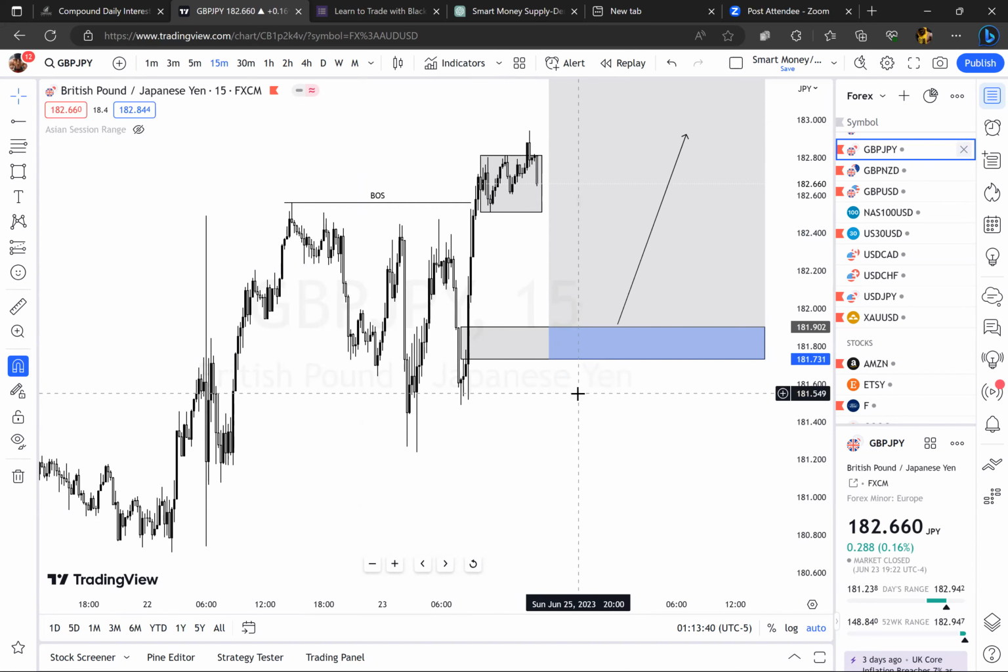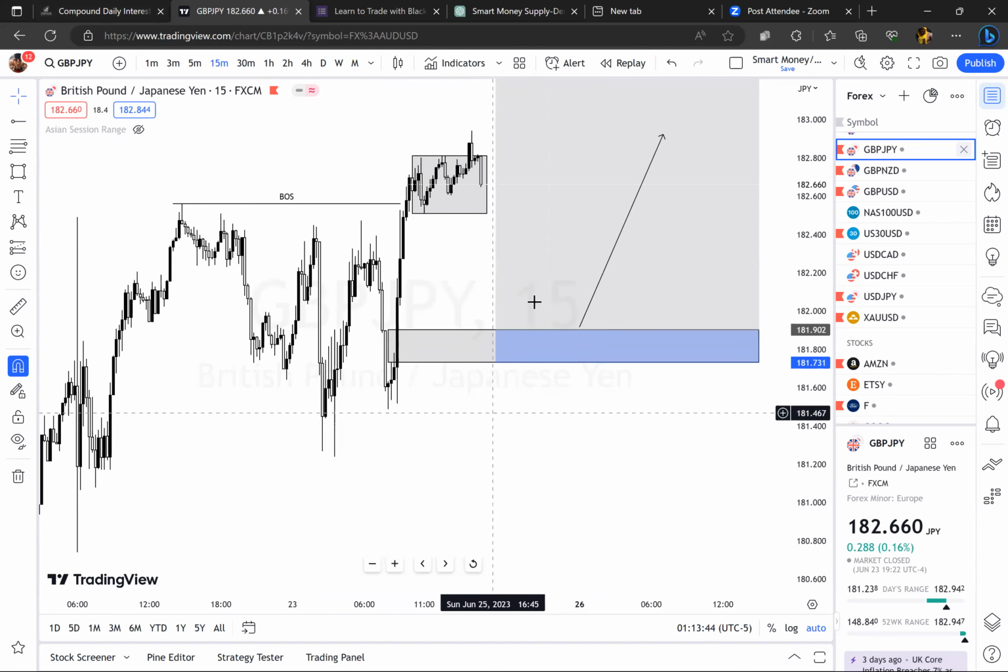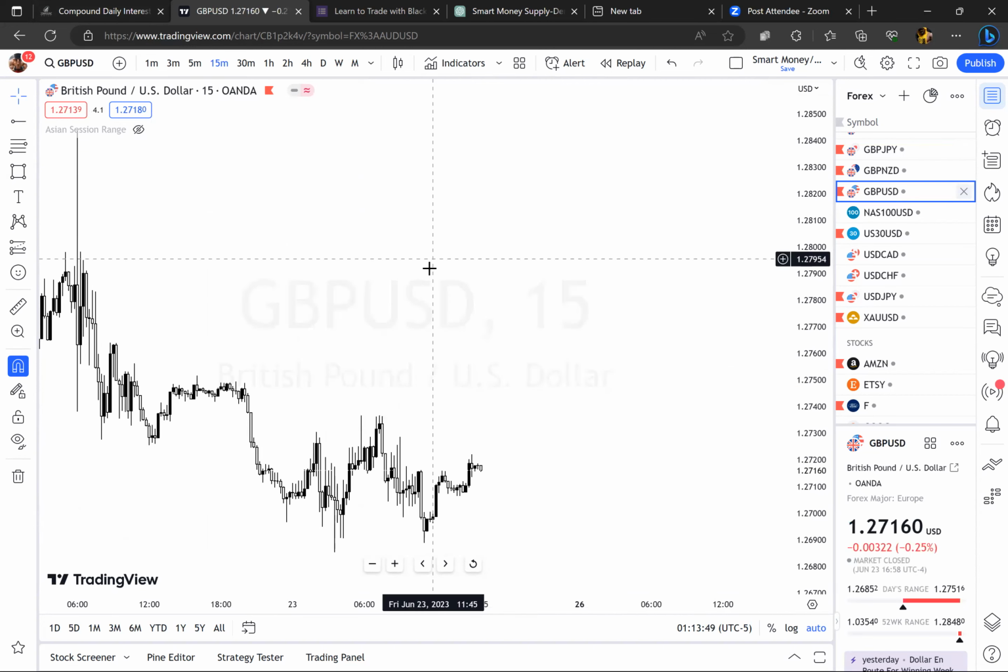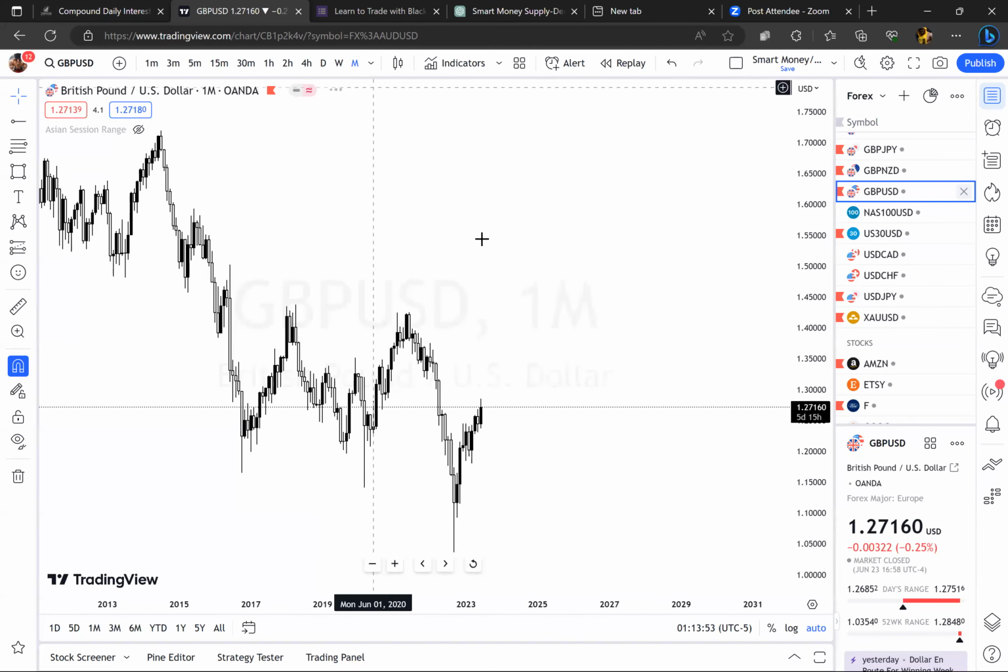All right. And this is a 15-minute chart. So that's what I'm looking for on GBPJPY. I'm looking for a buy. All right. Let's go to GBPUSD. Back to the 1 hour chart. Let's look at the monthly. See what the monthly is.